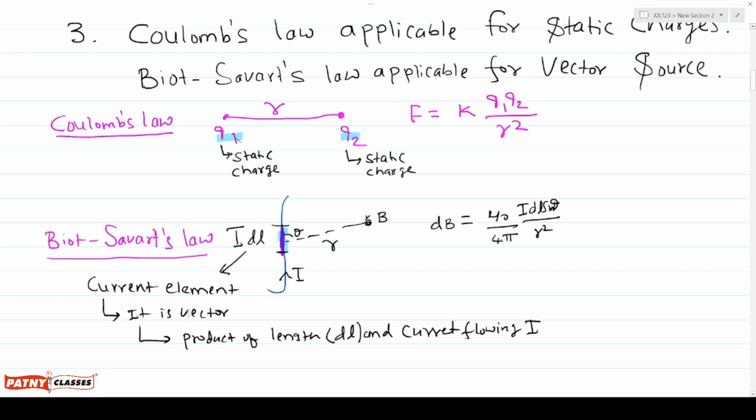A current element is nothing but a small part of the conductor through which the current is flowing. The current element is given by the product of the length of the conductor and the current flowing through it. The current element is a vector quantity. Therefore, Biot-Savart's law is applicable for a vector source.